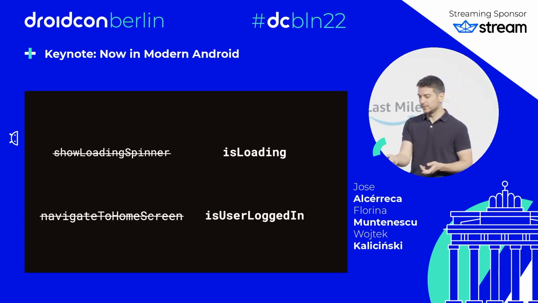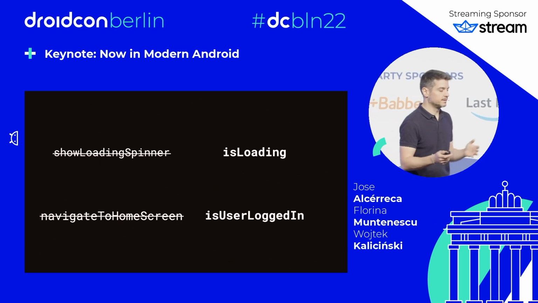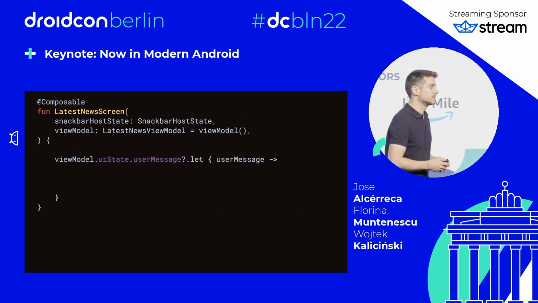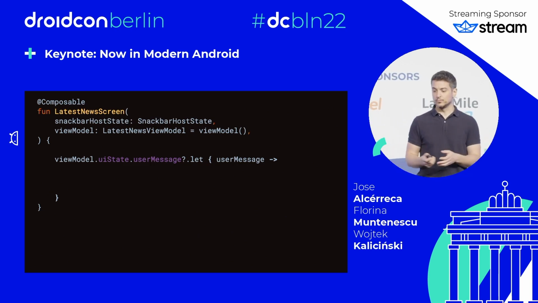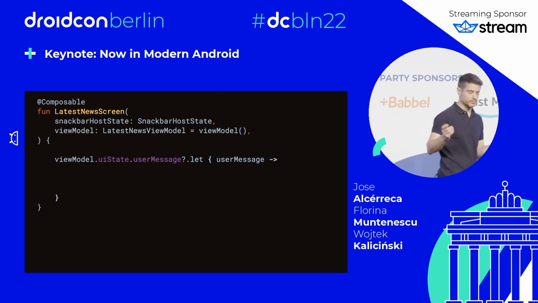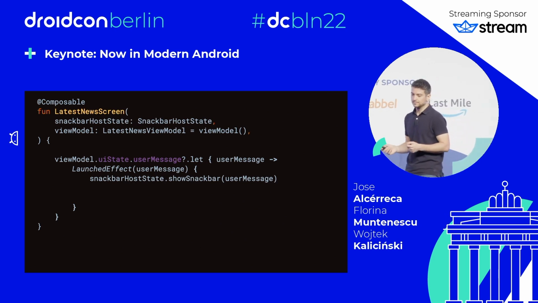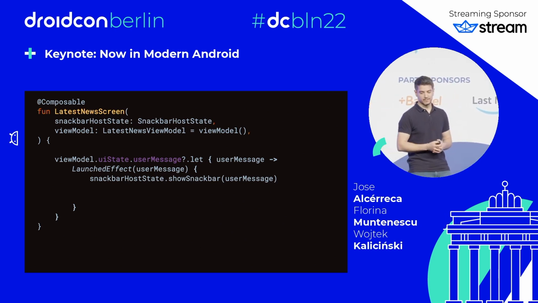But what if you need to reset that state? Let's look at the canonical example, which is snack bar messages. So we start in a composable, where we observe the UI state. This UI state would be a Compose state, something like that. So you don't need to collect it or observe it. It's pure magic. So if there's a user message, then we grab it, we start a coroutine, and we show the snack bar. This is how it's done in Compose.